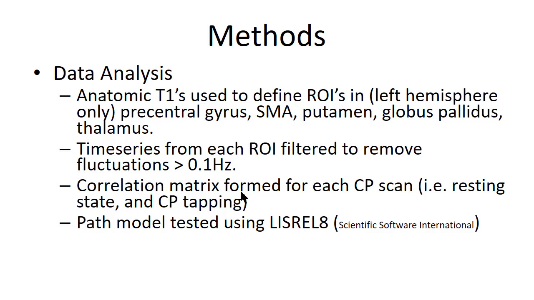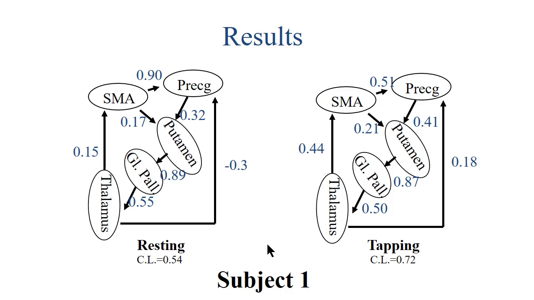Using that correlation matrix, we can submit it to, I used LISREL here. In these 2 cases, in one case we had the same subject at rest, and then we had the same subject performing a continuous finger tapping task. We submitted both of the correlation matrices to LISREL, and what we got was, in both cases, the model fit is good, with good confidence levels. And what we see are the path coefficients for each of the connections.